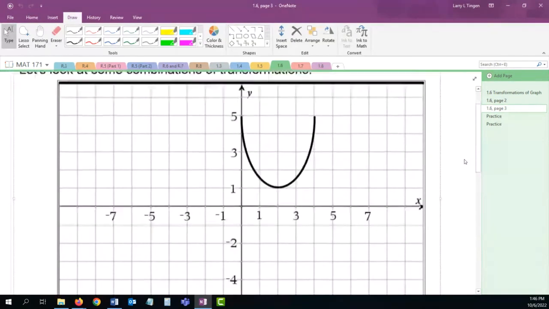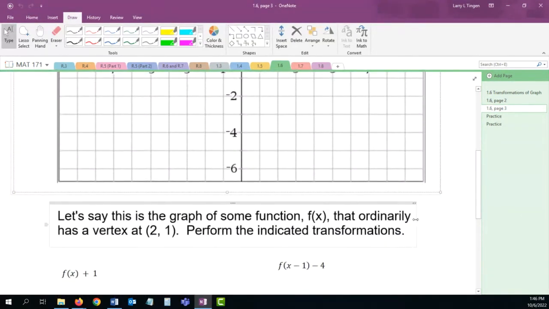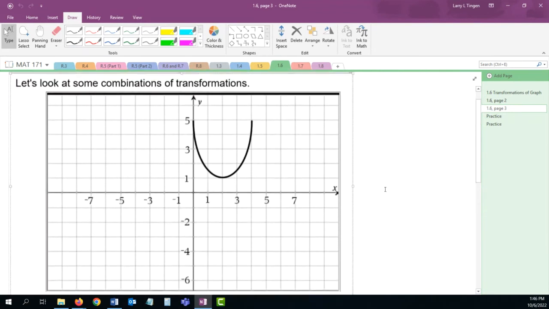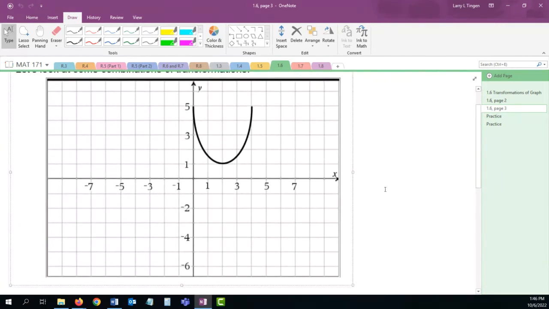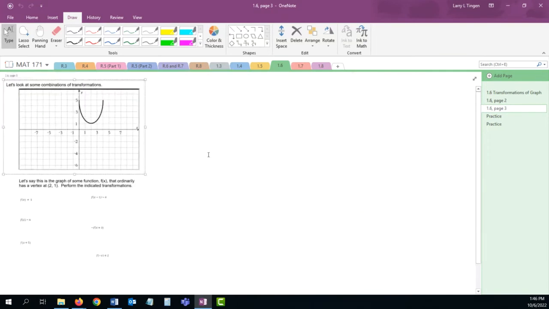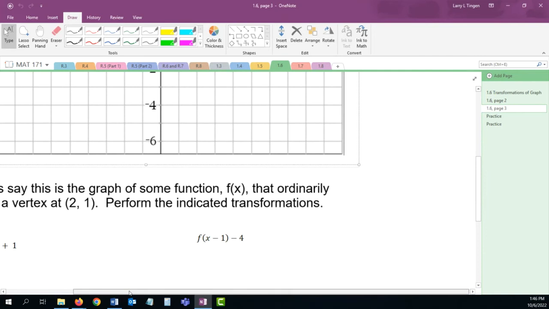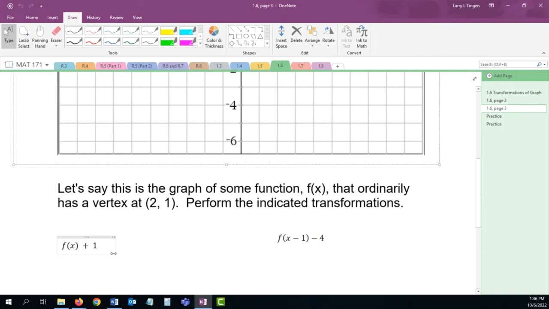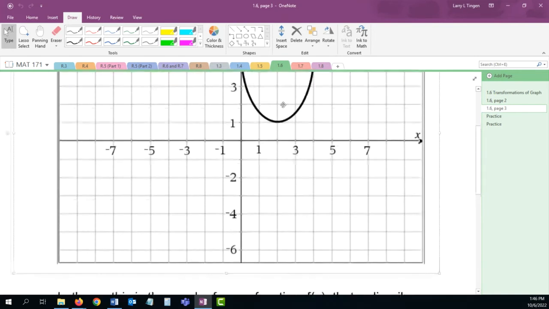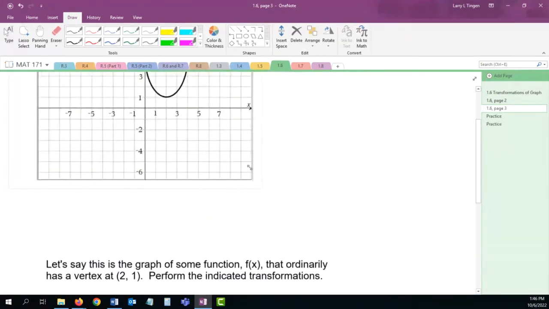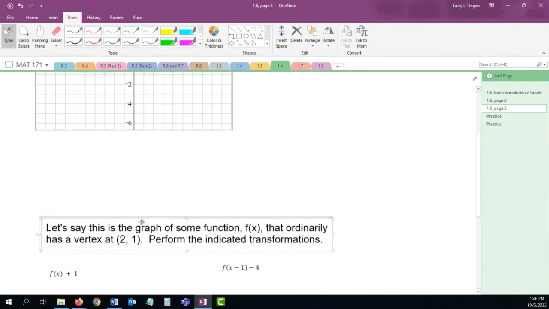Here's a graph of some function f of x. I don't have the function written down, I just have a graph. Below I have basic function notation. The graph above, this black graph right here, is f of x. Make it smaller so we can get everything on the page here.